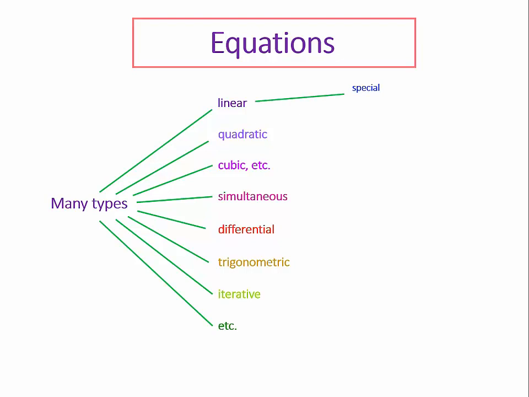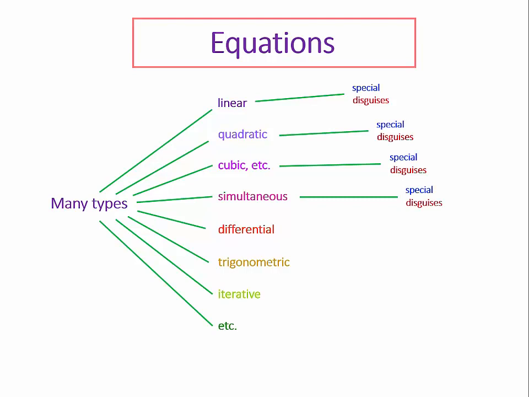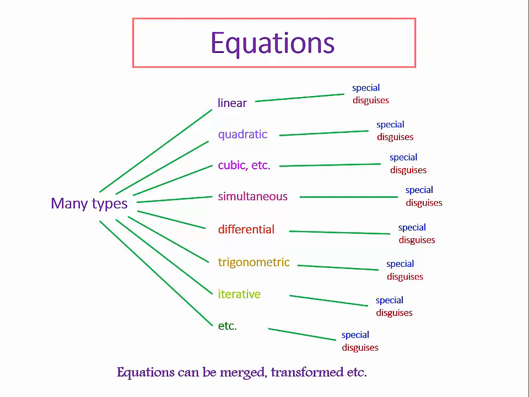For all of these there are special types and there are disguises. So you might get a quadratic equation which has some special characteristic that you can use to solve it very easily. Or it might not look like a quadratic equation, it might be disguised, and you can see through the disguise and solve the equation that way. So for each of these we've got special types, special cases and disguises. Also equations can be combined together or merged into each other and transformed.